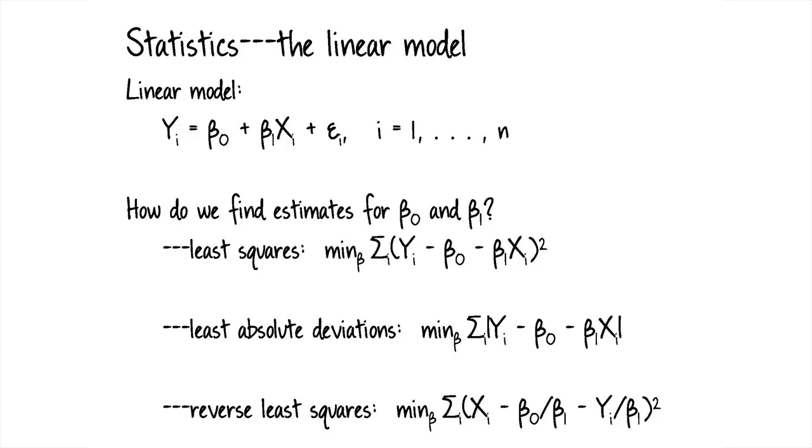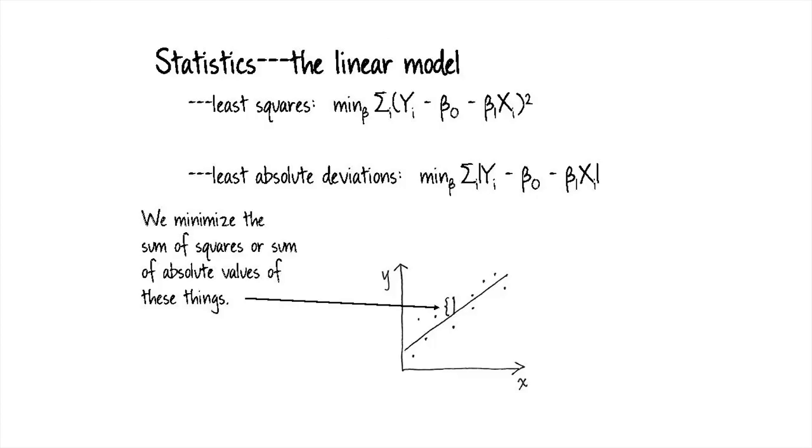Instead of squaring them, we could just take their absolute values instead and come up with something called the least absolute deviations estimator. That's the second possibility. Or a third possibility I'll throw out is something called the reverse least squares estimator. Okay? Let me just show you pictures of each of these in turn.